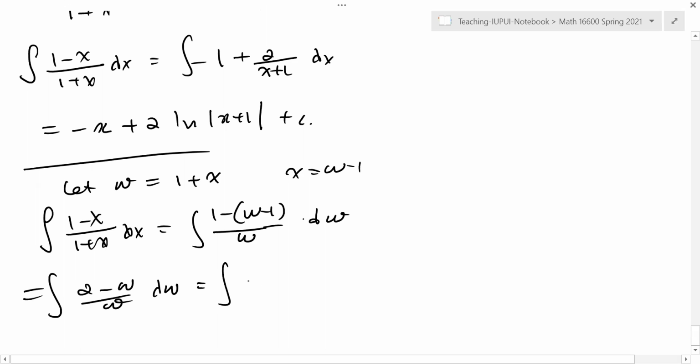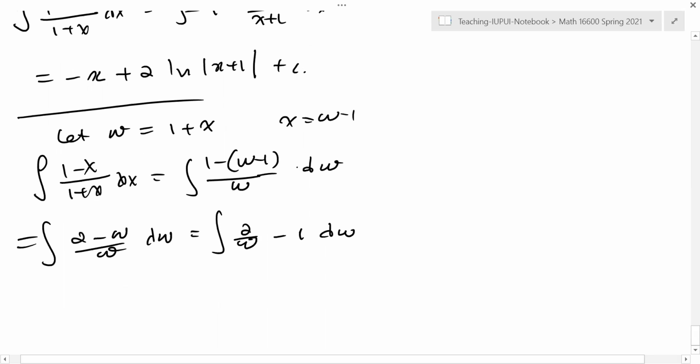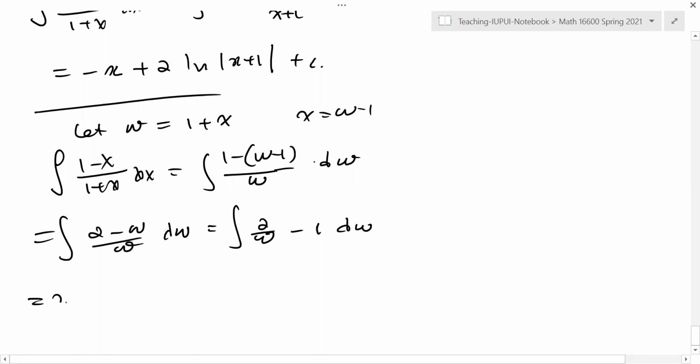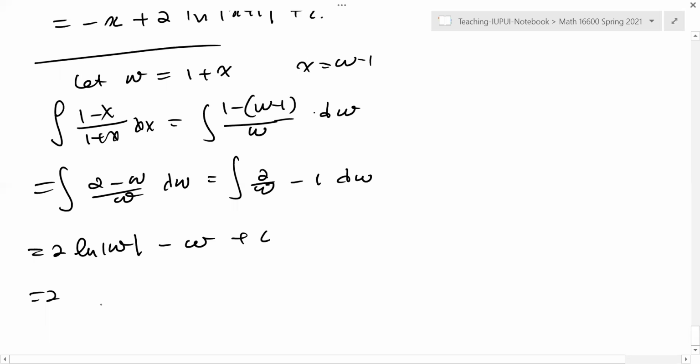So I'm going to separate. And that's working. So it's 2 natural log of absolute W minus W plus constant. What is W? W is 1 plus x. Then we get the same result.